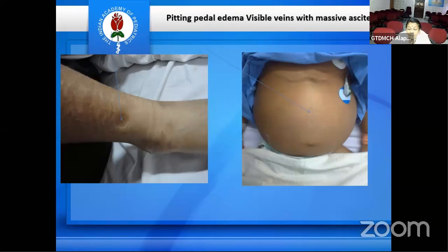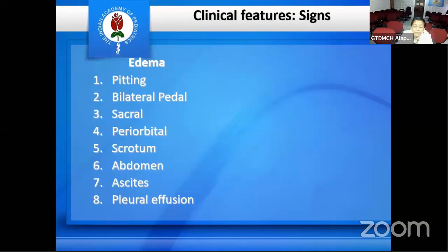And in the other picture, you can see the distended abdomen due to fluid inside the abdomen, due to ascites. Clinical features are mainly edema. It is pitting, bilateral pedal edema, sacral edema, periorbital edema, scrotal edema, abdominal wall edema, ascites, and pleural effusion. This is the main feature if it is a simple minimal change nephrotic syndrome.